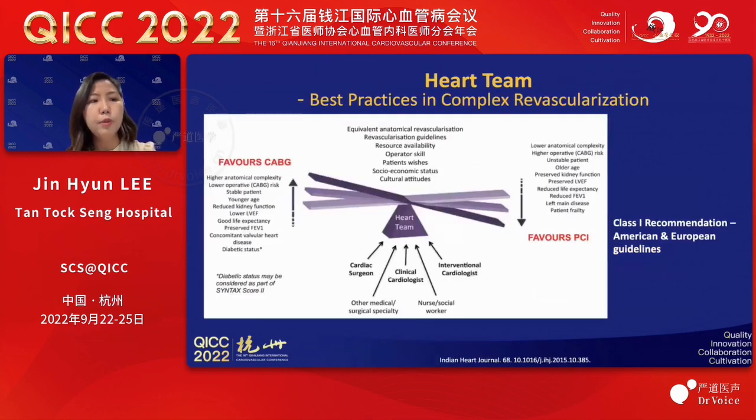So really the best practice in complex revascularization is done in the context of a heart team. This heart team is recommended as Class 1 in American and European guidelines. It involves a team of a cardiac surgeon, the heart failure team, and the interventional cardiologist.